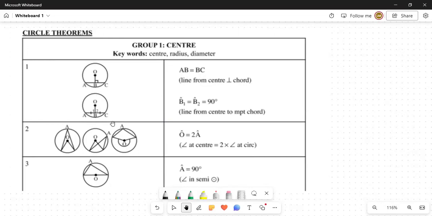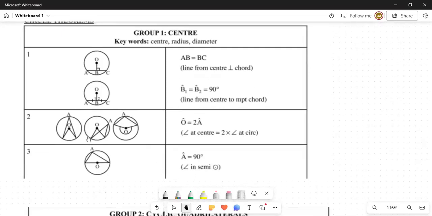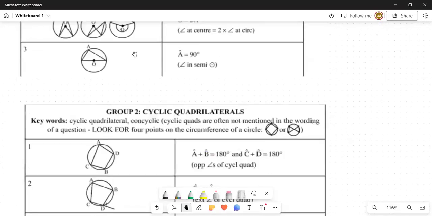If the line is going through the center and the two sides are equal, then you know that the line is perpendicular. And the next one says the angle at the center is twice as much as the angle at the circumference, and these are the 3 different ways that they can show this. And then the last one is that the angle in a semicircle is 90 degrees. So if in your question you see center, by all means, these are the things that you should be looking at if they show you there's a center.